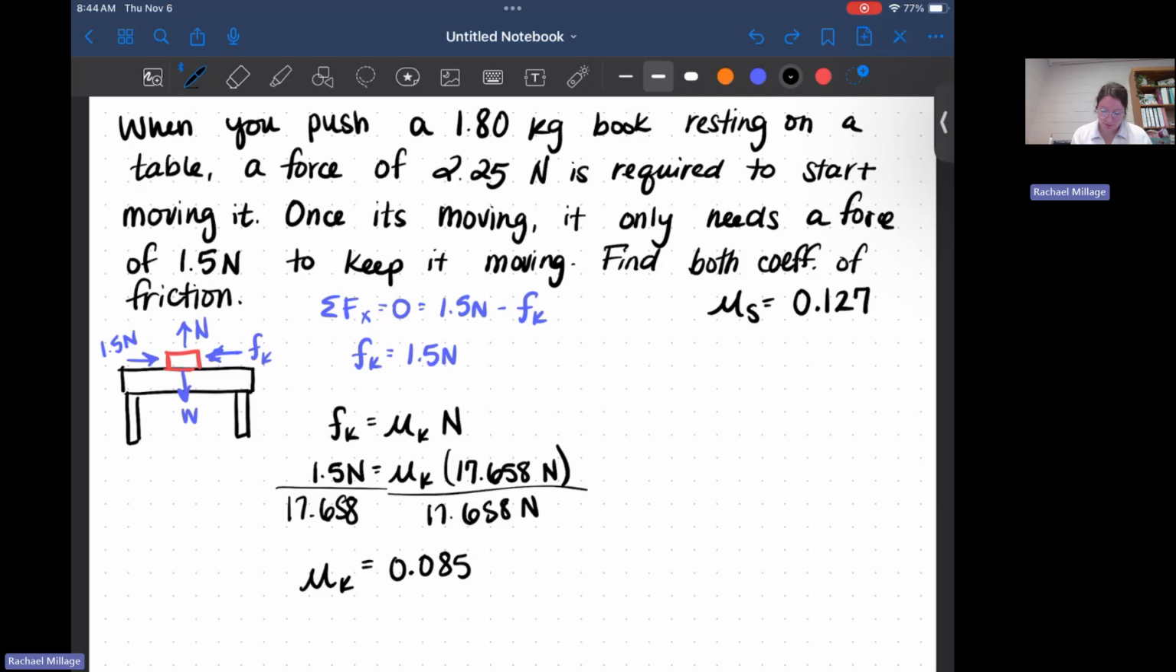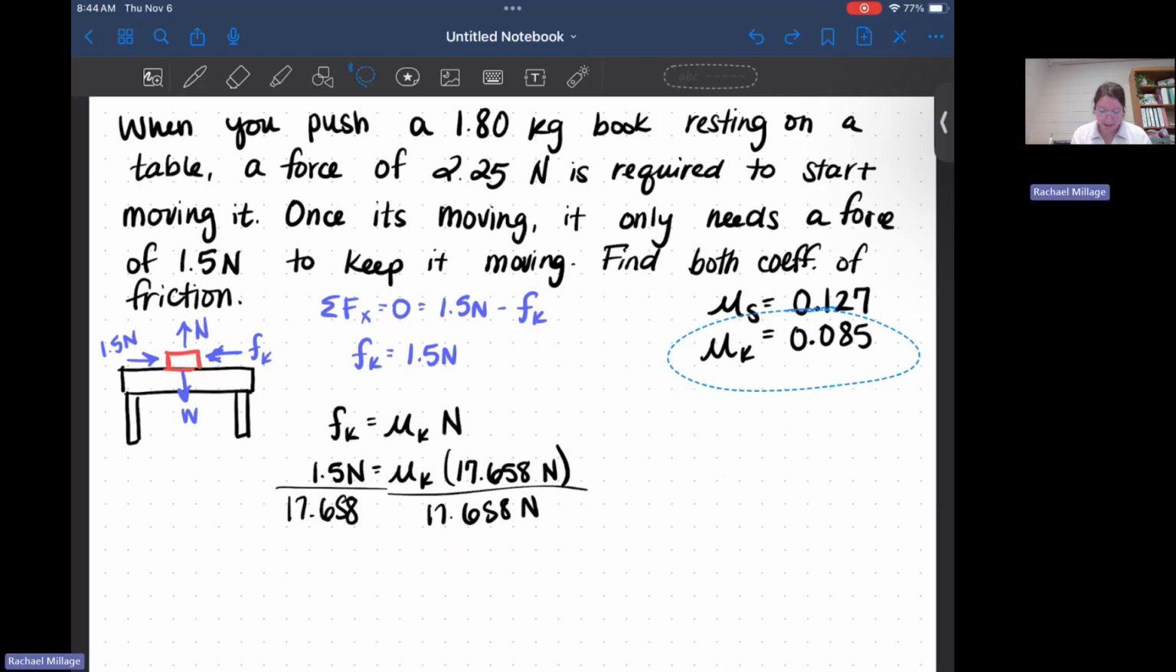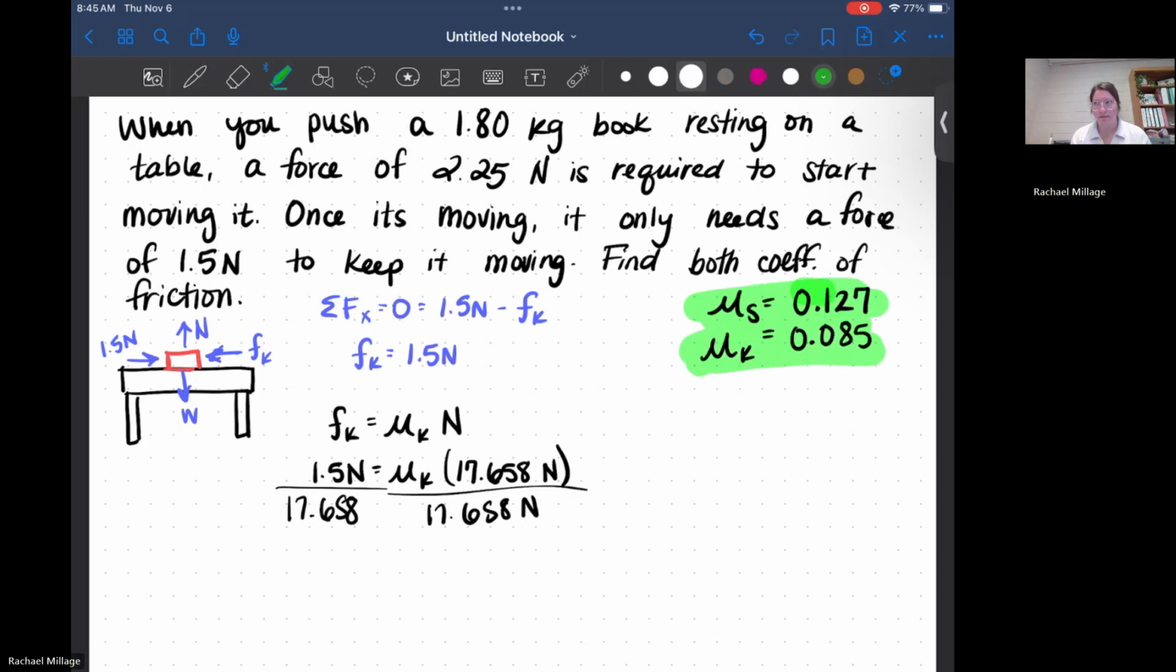So now I have my answer, right? I have my coefficient of kinetic friction, and I have my coefficient of static friction. That's the end of this video. Hopefully you have the tools now to solve for coefficients of static friction and coefficients of kinetic friction.